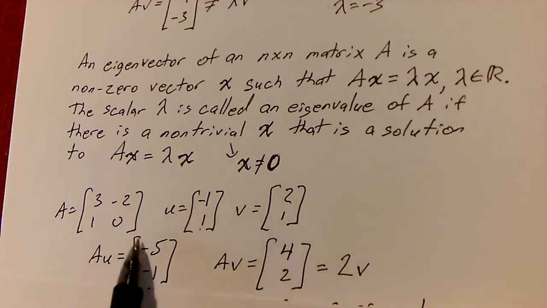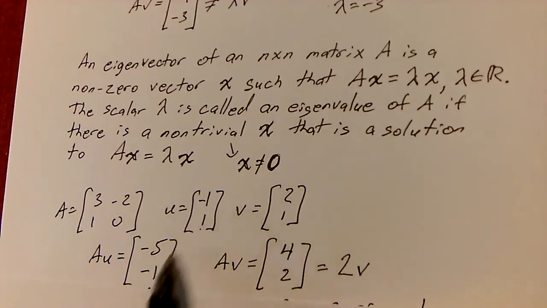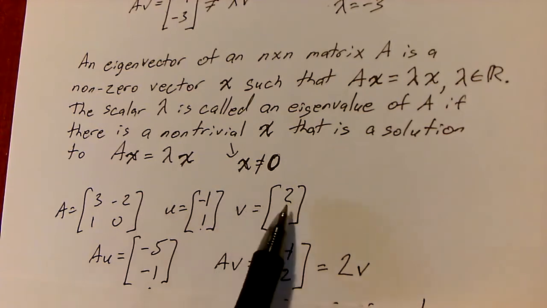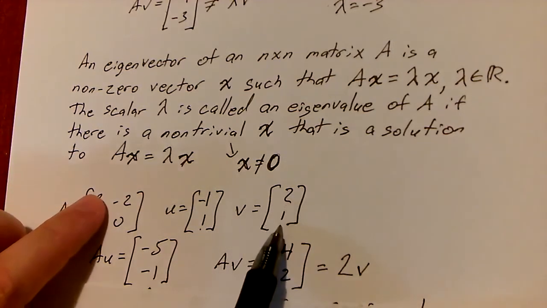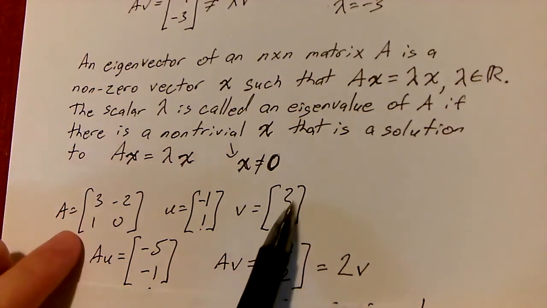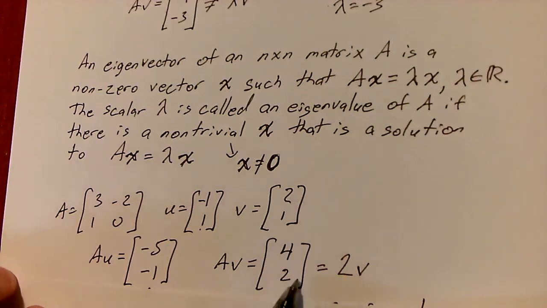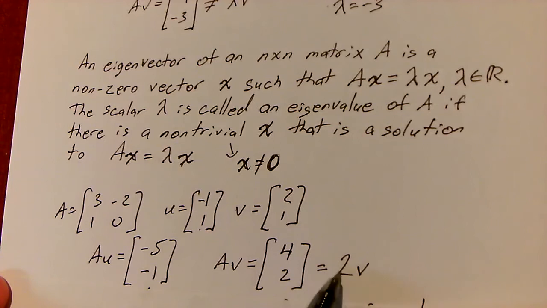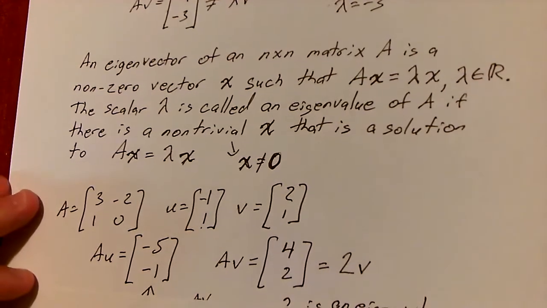So let's multiply. A times U: 3 times -1 and 1 times -2. Put those together, I get -5. Then -1 times 1 is -1, plus 0 is -1. Notice that is not a multiple of U. There's nothing I can multiply U by to get this vector. But V, on the other hand: 2 times 3 is 6, minus 2 is 4, and 2 plus 0 is 2. So I get 4, 2. Notice that is 2 times V. If I do 2 times 2, 1, I get 4, 2, okay?